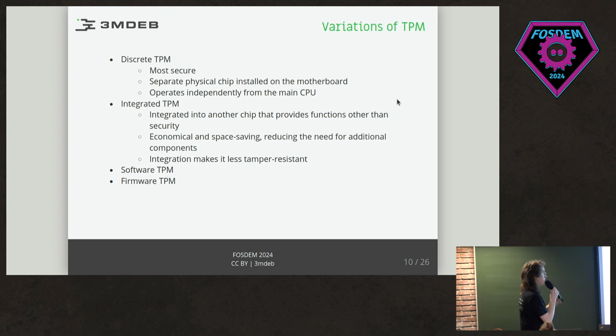That's the cheaper and more space-saving option, and that is the TPM that is integrated into another chip. The danger of that is that now if that chip is somehow corrupted or attacked, it has a connection. It has access to the integrated TPM, so it's less secure.